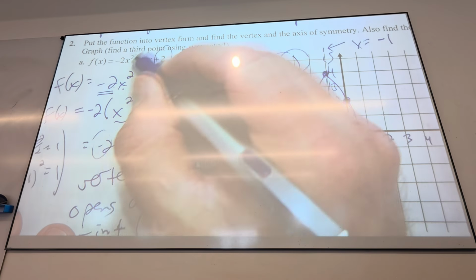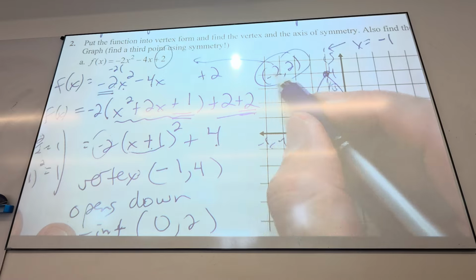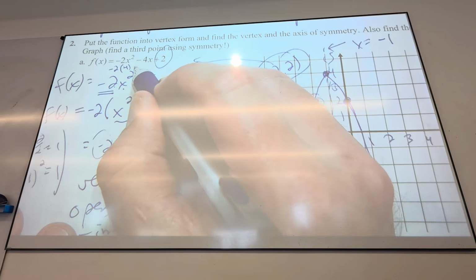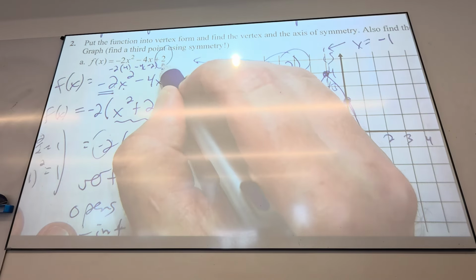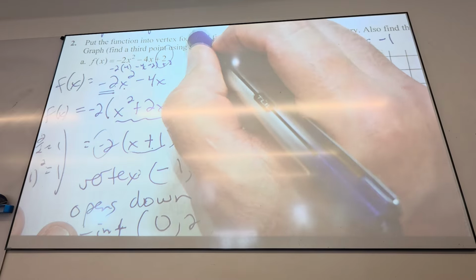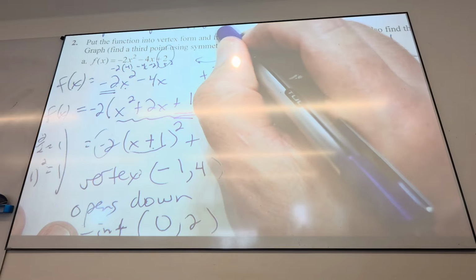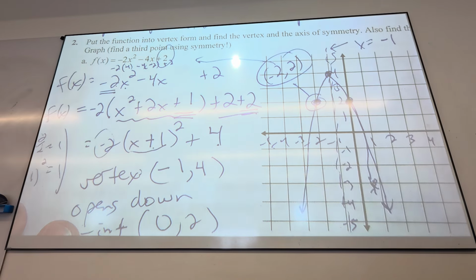Plug in negative 2. If I plug negative 2 in, I should get a 2 out. So negative 2 times negative 2 squared is 4, minus 4 times negative 2, plus... Negative 8 plus 8 plus 2. I got a 2 out.